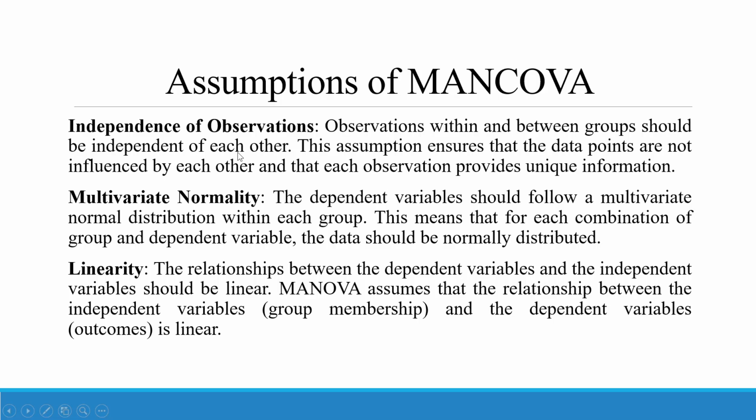Independence of observation is the first assumption. Observations within and between groups should be independent of each other. This assumption ensures that the data points are not influenced by each other and that each observation provides unique information. Multivariate normality. The dependent variables should follow a multivariate normal distribution within each group. This means that for each combination of group and dependent variable, the data should be normally distributed.